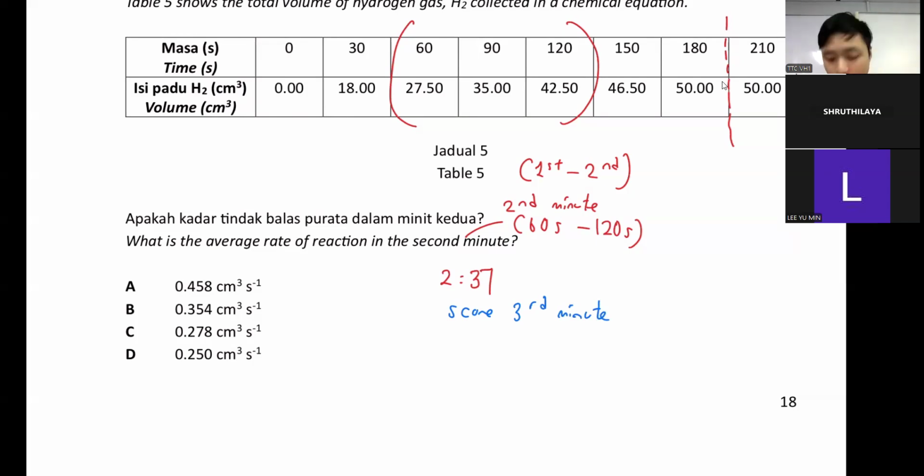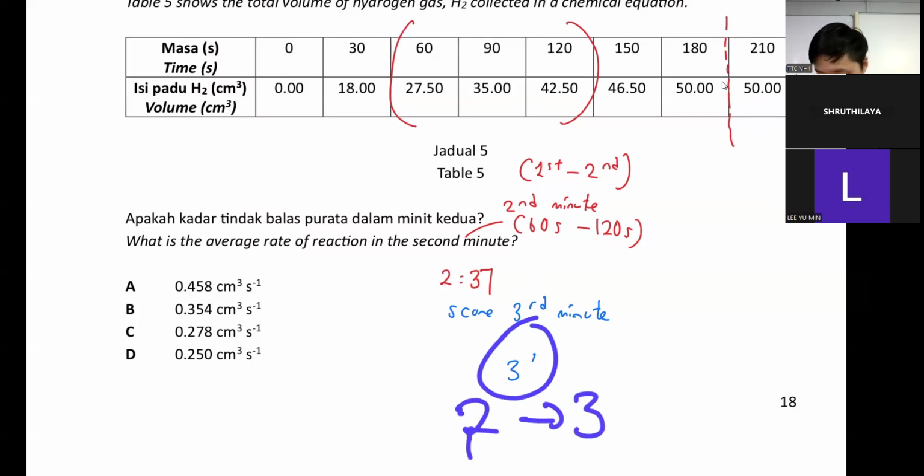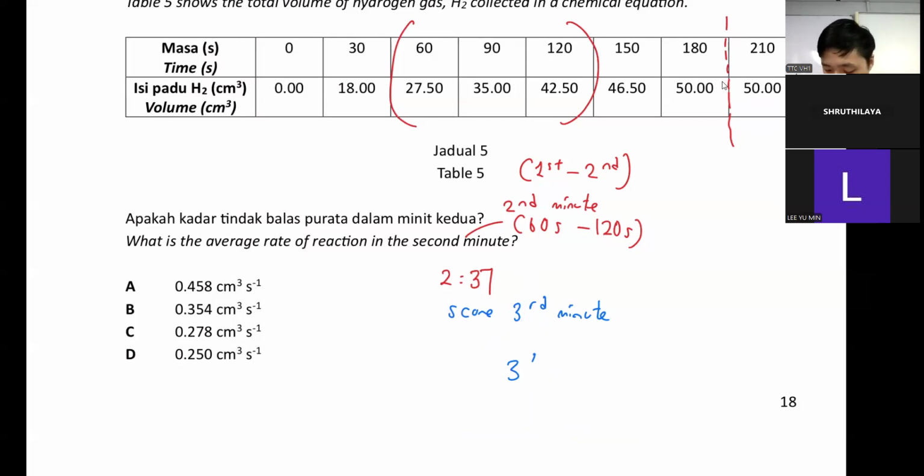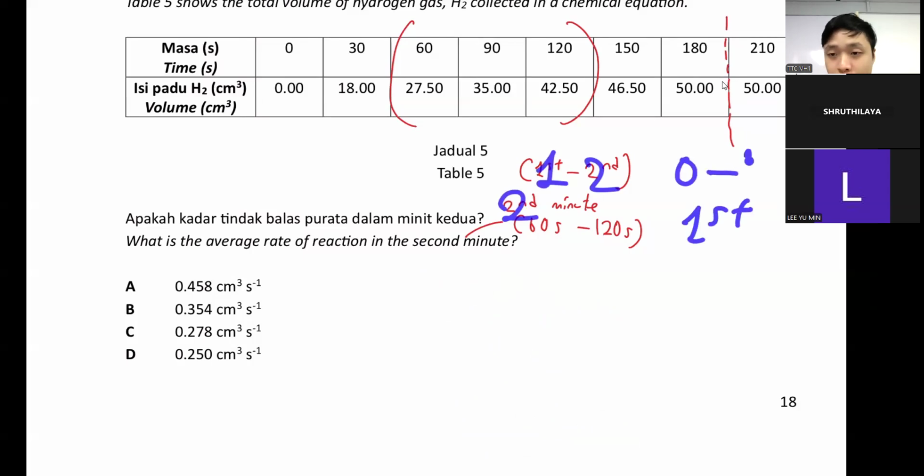Score at third minute. Okay, they put it like this in short form, because this range of time is in the third minute. Third minute means from 2 minutes to 3 minutes, from 120 seconds to 180 seconds. Understand? Same thing. Second minute means first to second. First minute means 0 to 1 minute. Understand?